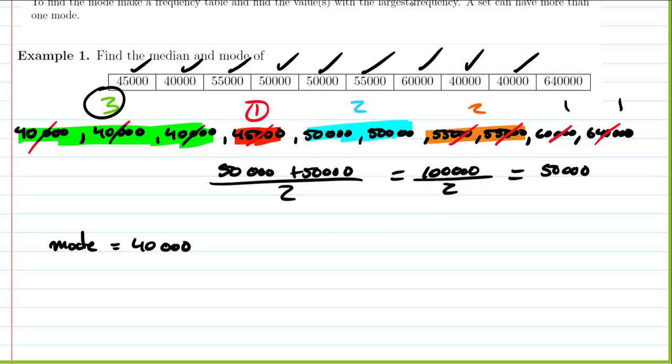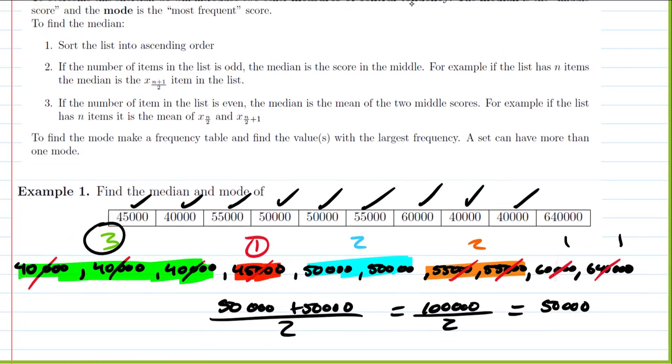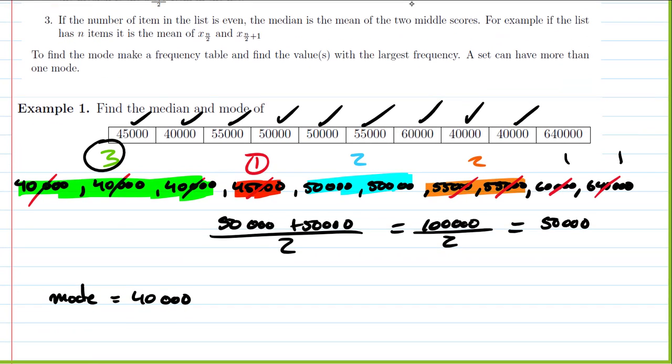Okay, so our two other measures of central tendency, the median and the mode, are 50,000 and 40,000. So let's talk a little bit about what the 50,000, what does the median represent? Well, we said it's the middle data value, but what does that mean? Well, it means that 50% of the sample makes more than that value, and 50% of the sample makes less than that value.